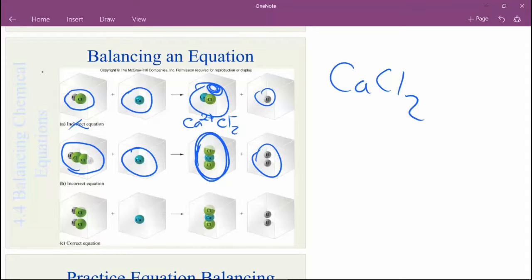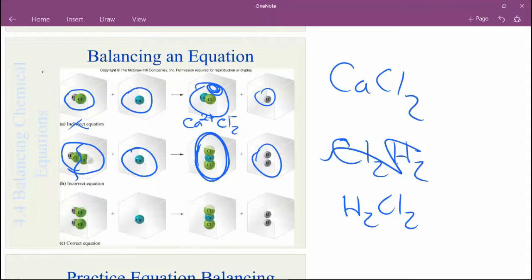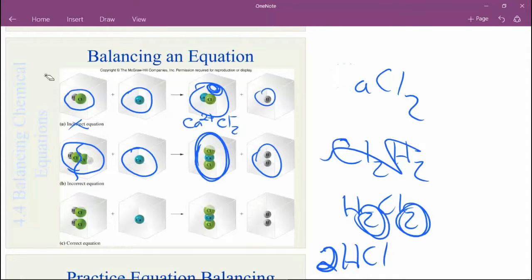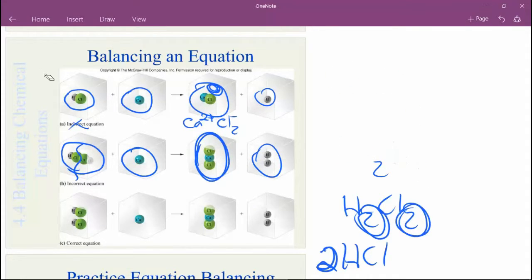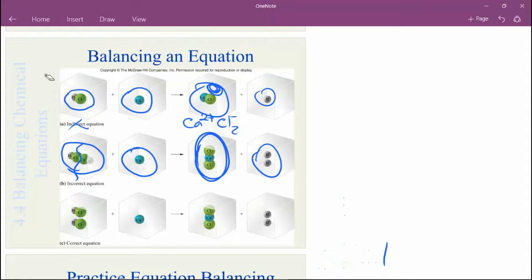Okay, but hydrochloric acid doesn't exist as Cl2H2 or H2Cl2. Okay, it doesn't exist like that. It exists as HCl. So instead of changing the subscripts on the bottom here, I need to change the coefficient that goes in front. Okay, so let's kind of examine this equation a little more in depth here.